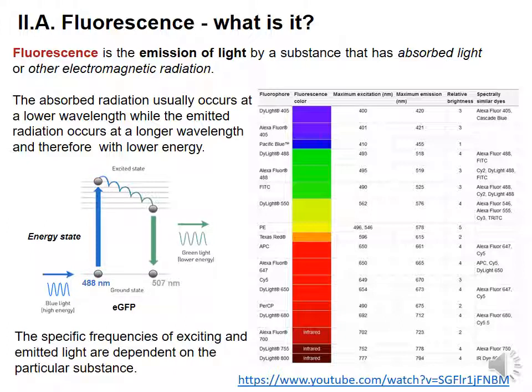higher electronic state. This process is called excitation. This excited state only remains for a short period of time, and after that the electrons go back to their ground state. During this transition, energy is released in the form of emission. This phenomenon is called fluorescence and can go on indefinitely, over and over. The specific frequencies of excited and emitted light are dependent on the particular substrate.